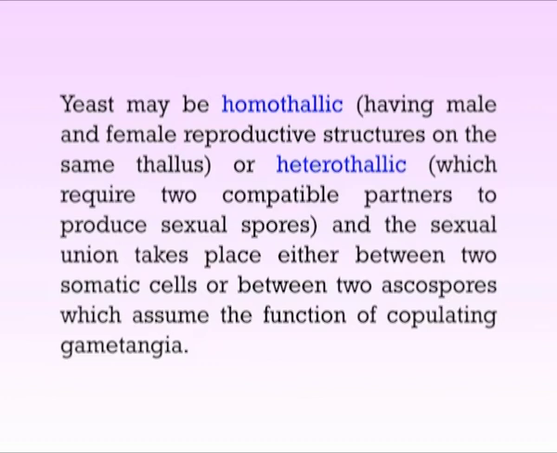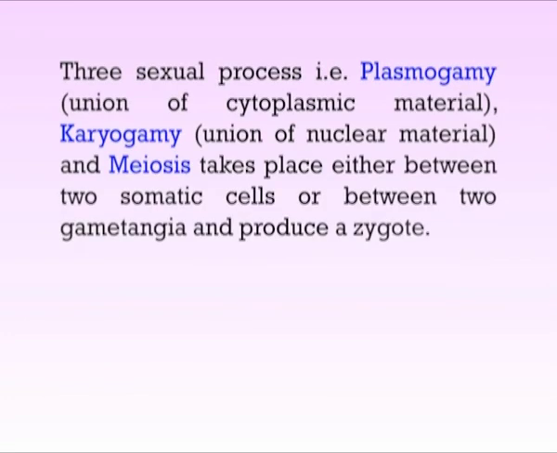Homothallic means having both male and female reproductive structures on the same thallus. By heterothallic, it means it requires two compatible partners to produce the sexual spores. The sexual union takes place either between two somatic cells or between two ascospores, which assume the function of copulating gametangia. So there are three sexual processes, that is plasmogamy.